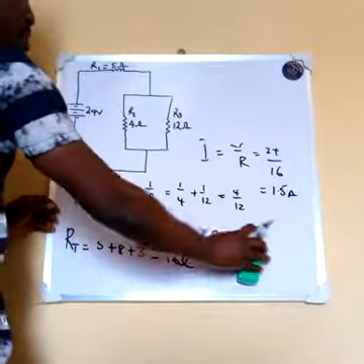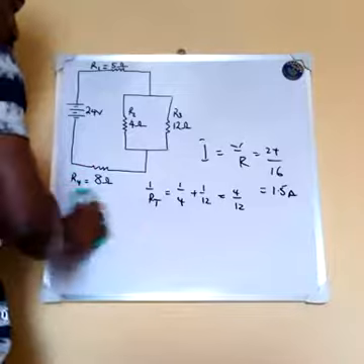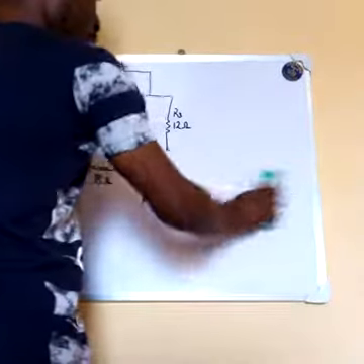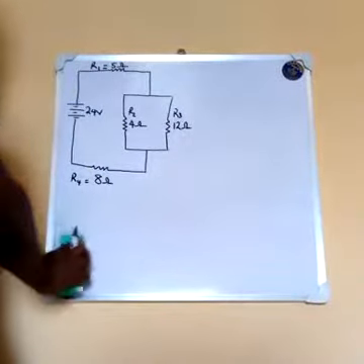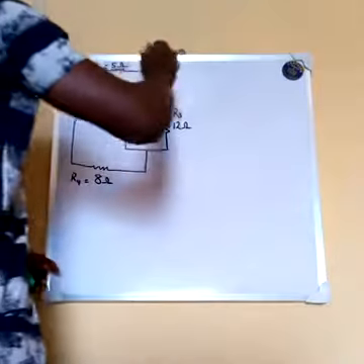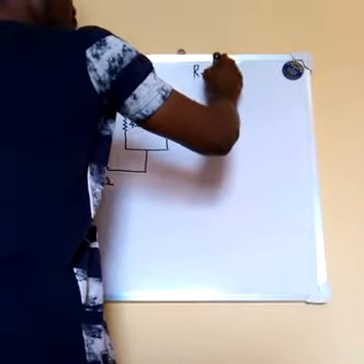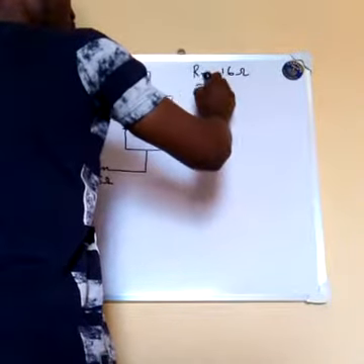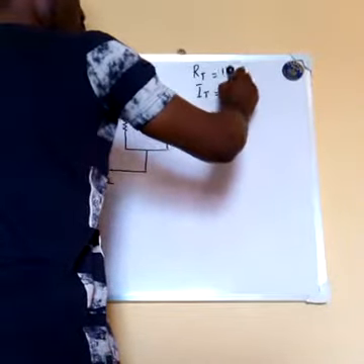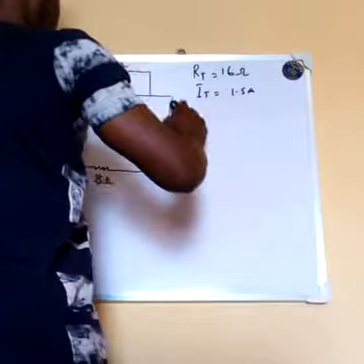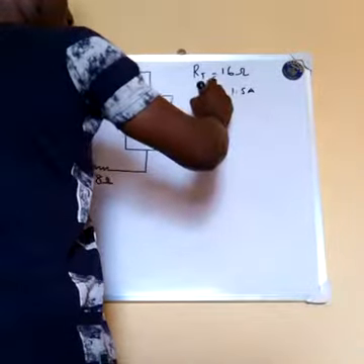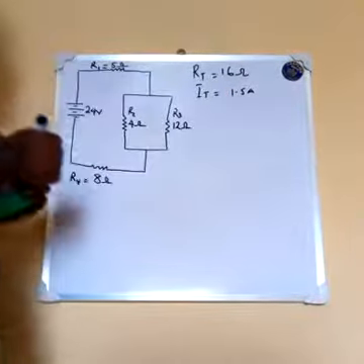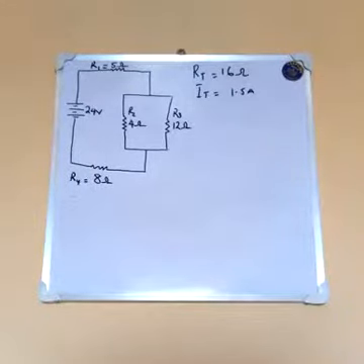Now from here, don't forget, we have the 3 parameters available. We have the total resistance, 16 ohm. We have the total current in the circuit, 1.5 ampere. And we have the EMF, the PD, which is 24 volts. That is what we are going to use to do the calculation.